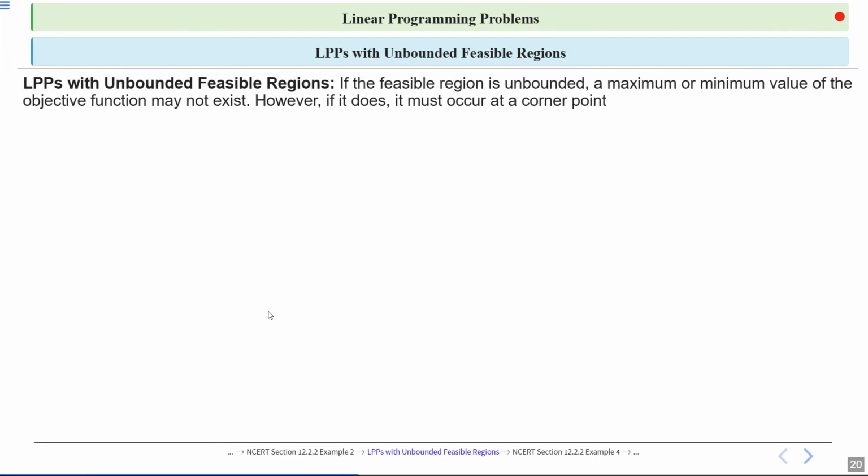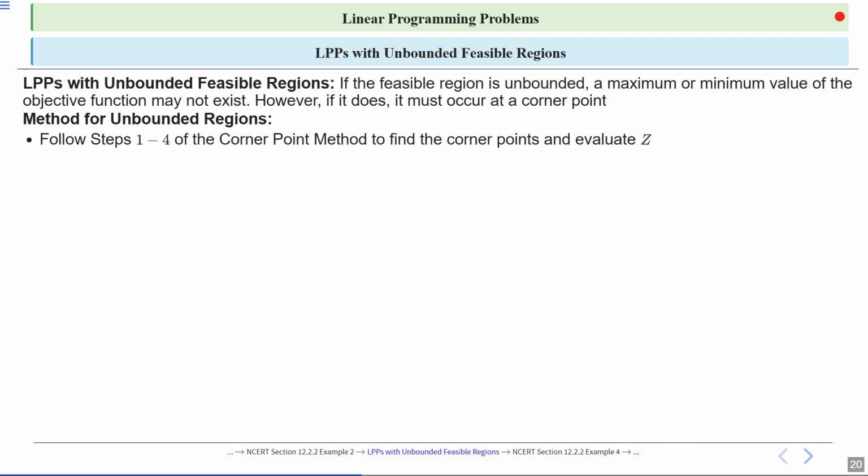Now we discuss LPPs with unbounded feasible region. If the feasible region is unbounded, a maximum or minimum value of the objective function may not exist. However, if it does, it must occur at a corner point. To solve problems over unbounded regions, we use techniques like Laplace transform or Fourier analysis, which you will learn in higher class.